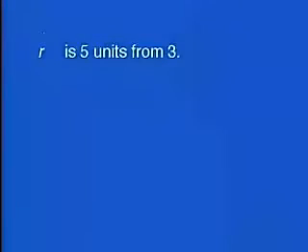Now we can use absolute value definitions to help us write statements which involve distance. Here's an example. We want to write R is 5 units from 3. To do that, remember we're saying that the distance between R and 3 equals 5. And we would say that as the absolute value of R minus 3 equals 5.